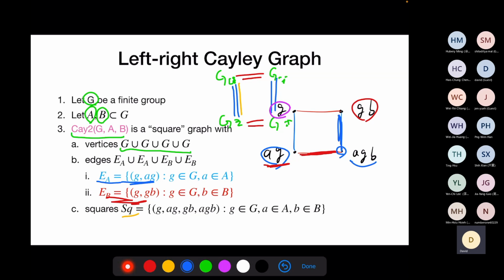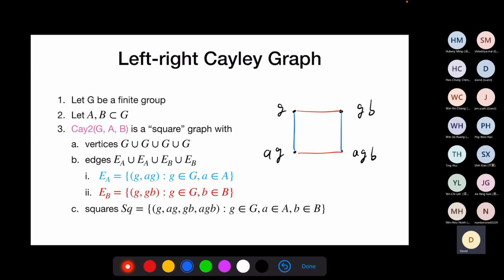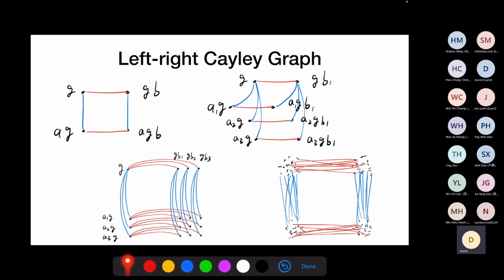So here you can see that this A action and this B action commute, because you can first apply A, then apply B, or you can first apply B and then apply A. They will match up. This is actually the nice property that allows us to define the code, which we will do next. But before that, we'll look at more pictures of this Cayley graph, just to give more intuition.